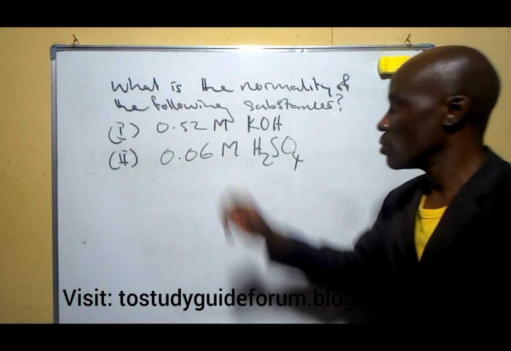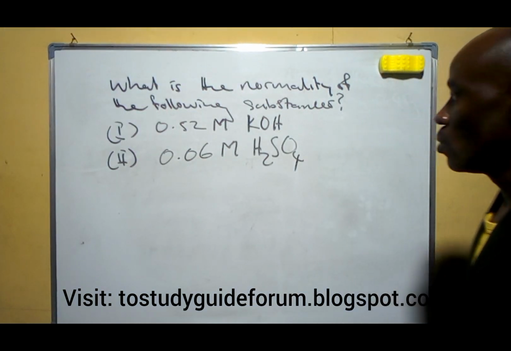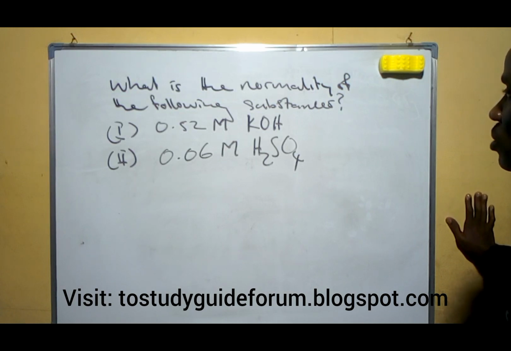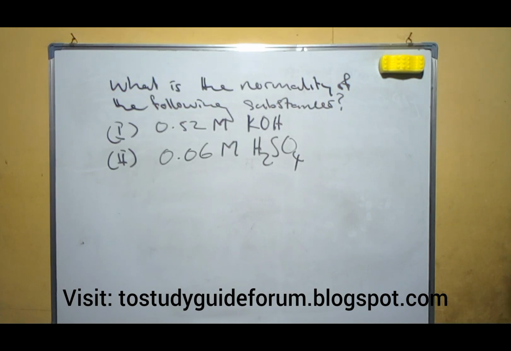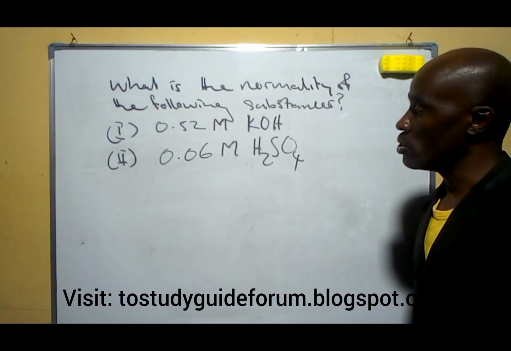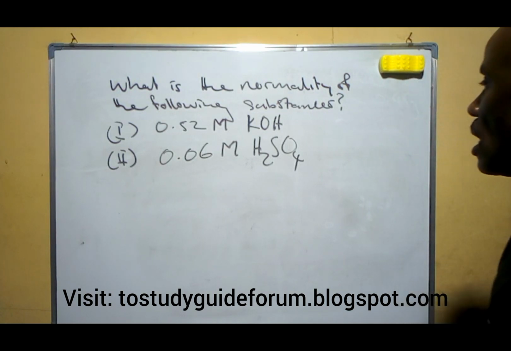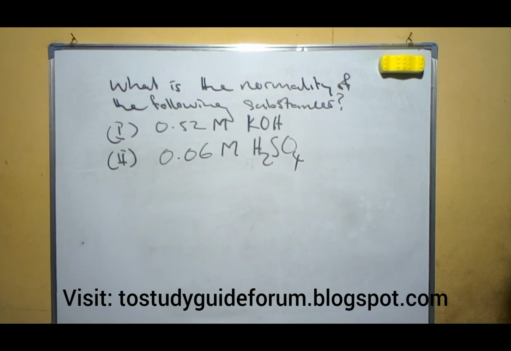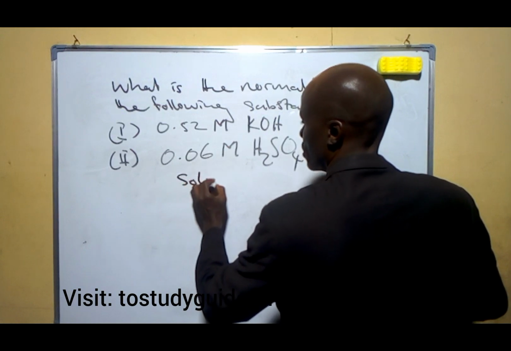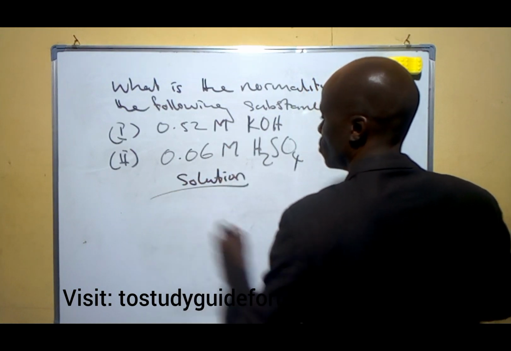We have 0.52 molar potassium hydroxide and 0.06 molar concentration of sulfuric acid. So we have to calculate the normality of these substances. Let's go ahead and do justice to it.